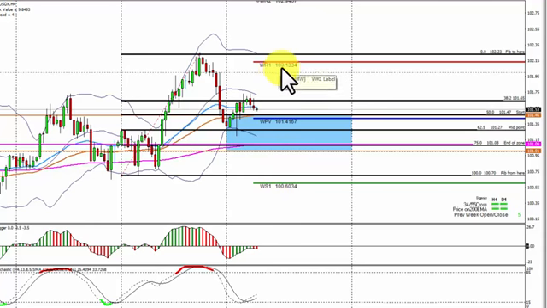Possible counter trades, 102.13. Why? Because it's a weekly pivot point. If we look to the left of the chart, last week's high area.